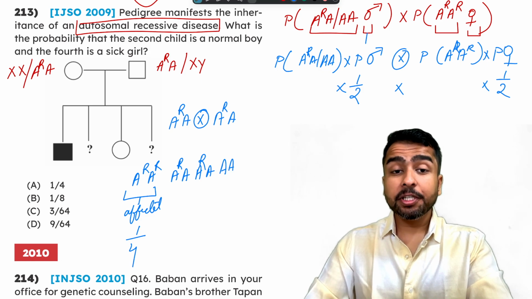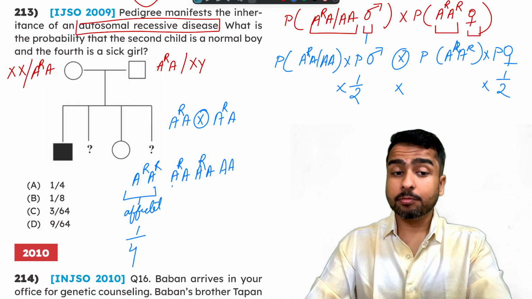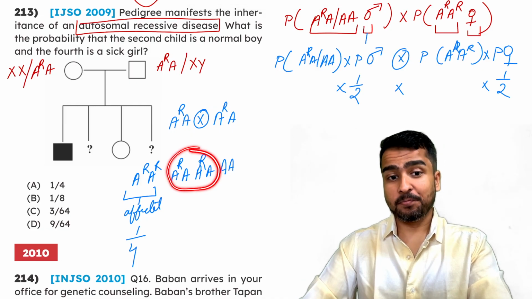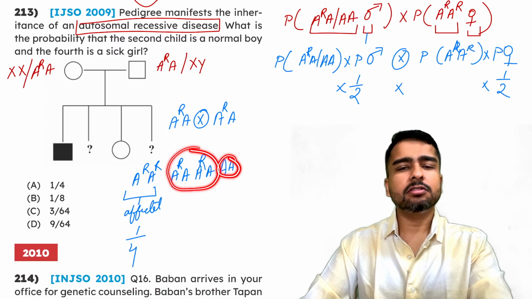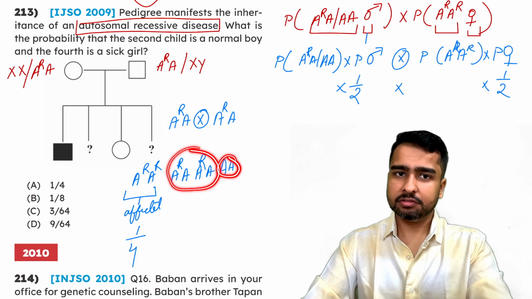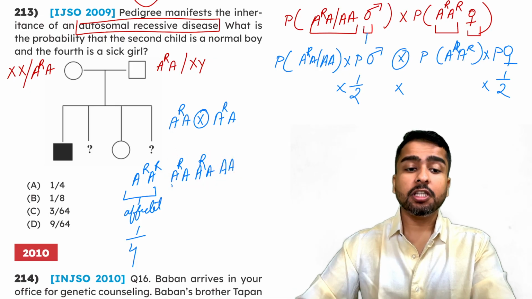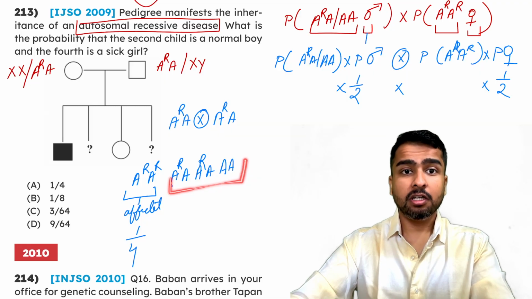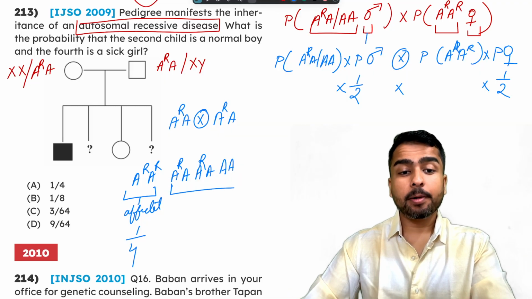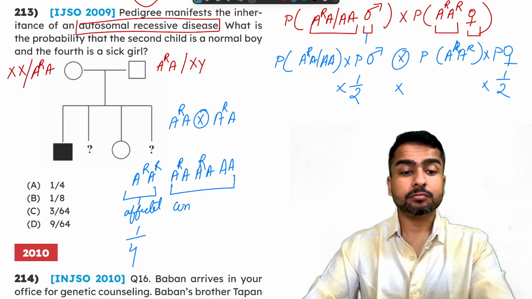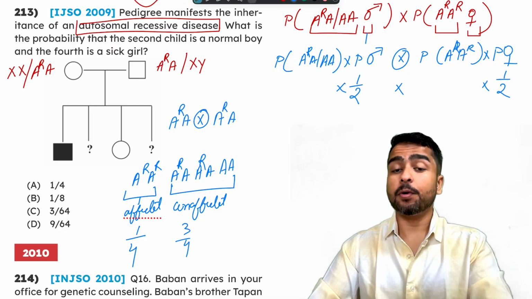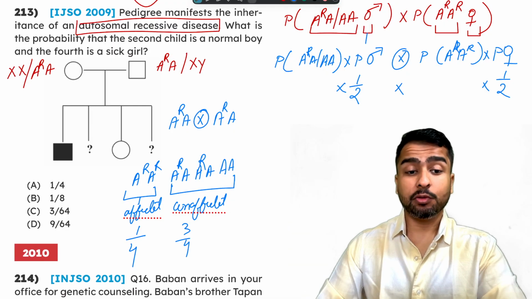What is the probability of unaffected? Now unaffected, remember the ARA, these are carriers. The small a, neither carriers nor affected, right? But if I am talking about non-affected, all these three come into the picture. So what is the probability of unaffected? The unaffected people are 3 by 4. I'll put these into the equation now.